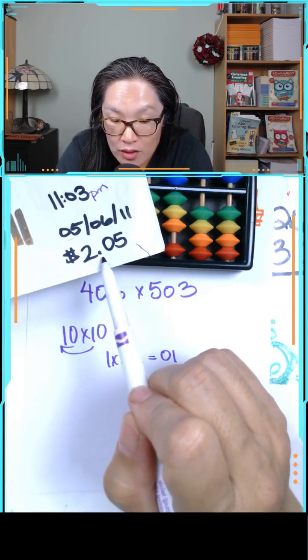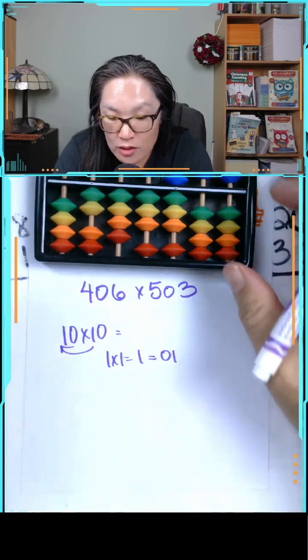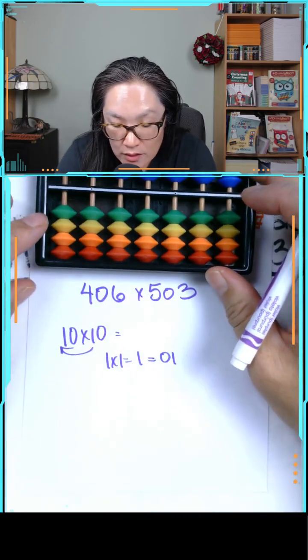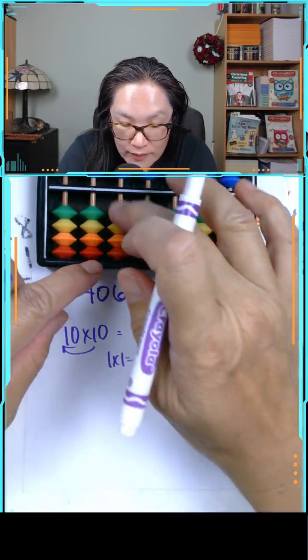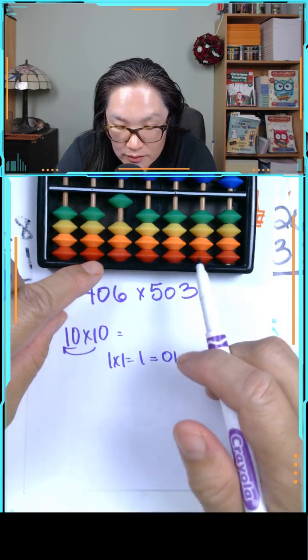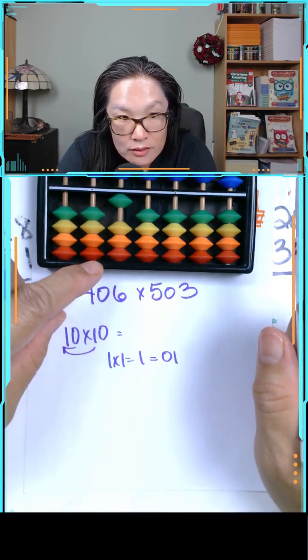$2.05. So we make this into a double digit. So we have that 1, 2, 3, 4. 1 times 1 is 1, right? That's it. 1 times 1 is 1. And so my final answer is 100.